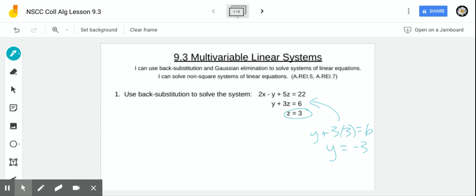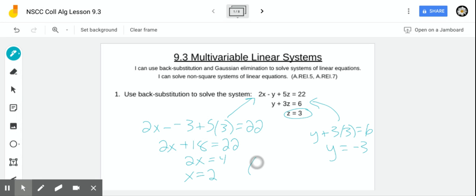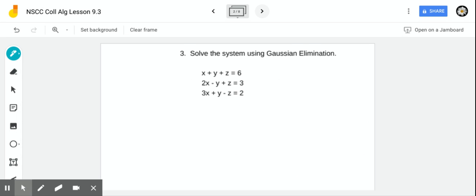And so it ends up with y equals -3. And now that I know y and z, I can plug back into this one, 2x minus -3 plus 5 times 3. So that's going to give me 2x equals 4, so x equals 2. So that's using back substitution. When we write our solution, we want to write it as an ordered triple in alphabetical order. So 2, -3, 3.